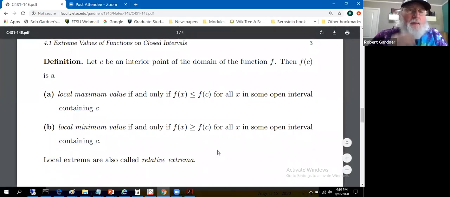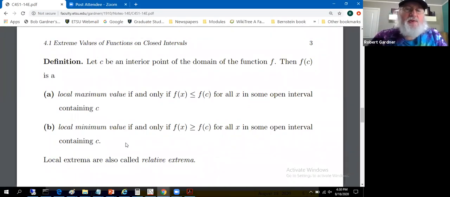Okay, we're gonna back off of absolute extrema and start talking about local extrema. Let C be an interior point of the domain. Endpoints will play a role as well, but let's take care of interior points first. Let C be an interior point of the domain of a function f. f of C is a local maximum value if f of x is less than or equal to f of C for all x in some open interval containing C.